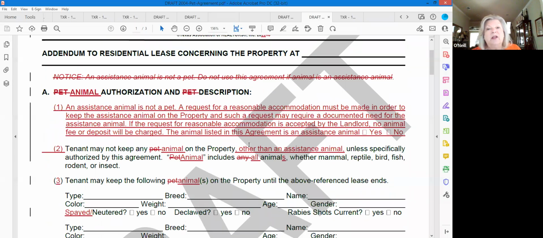And what they tell you is that an assistance animal is not a pet, goes through all of this, and that such request may require documented need for the assistance animal. That's what the landlord is allowed. And if it's accepted, there will be no pet deposit, no pet fee or anything for an assistance animal. And it's marked here if the animal listed in this agreement is an assistance animal, yes or no.